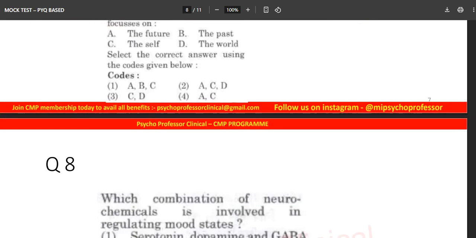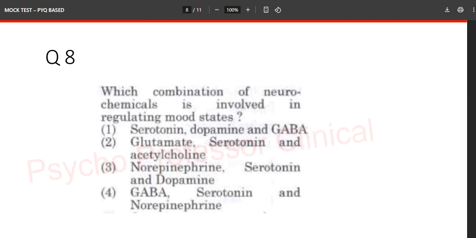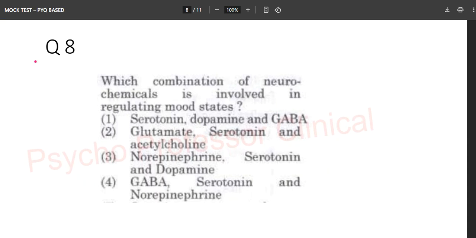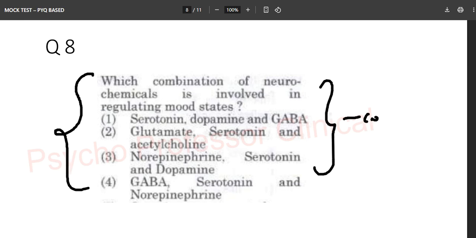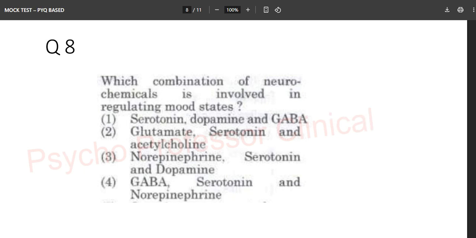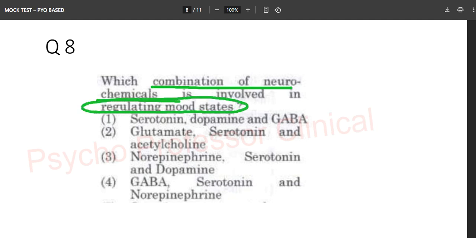Now moving forward, the eighth one: which combination of neurochemicals is involved in regulating mood states? Again an important one for your practice. Serotonin, dopamine and GABA; glutamate, serotonin, acetylcholine; norepinephrine, serotonin, dopamine; GABA, serotonin and norepinephrine. What is going to be the correct answer for the eighth one? Try to comment below and check your answers once you get the answer key in the Telegram group. We are talking about which combination of neurochemicals is involved in regulating mood states. You can read in the C book or any other psychopathology book about these things, which are important for you.